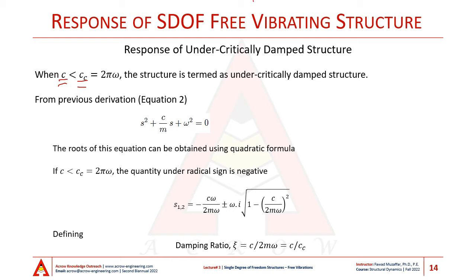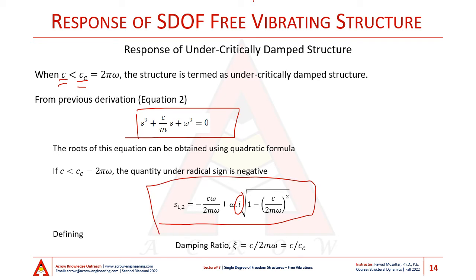Now from the previous derivation, we know that to determine our constant S, we had a quadratic equation to solve, and since in this case C is less than Cc, we will end up with the terms under the radical as well as the imaginary unit i, and there will be two distinct roots of this equation.